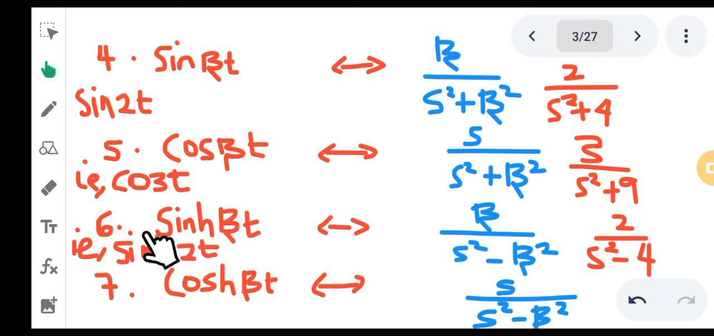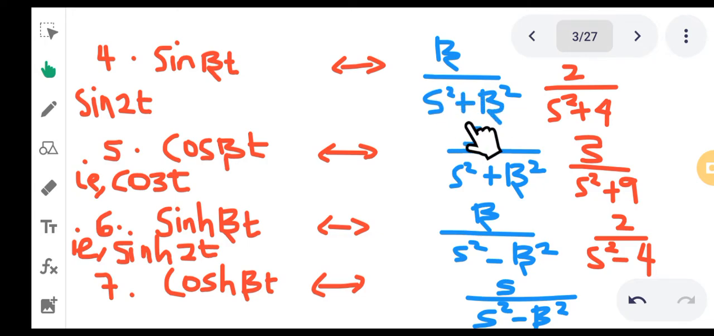Whenever we also have a hyperbolic function, like sinh beta t, it's just the inverse of the sine. You see the sine was beta over s square plus beta square. Here, for sinh, it should be beta over s square minus beta square. So it's just the sign that will be changing.